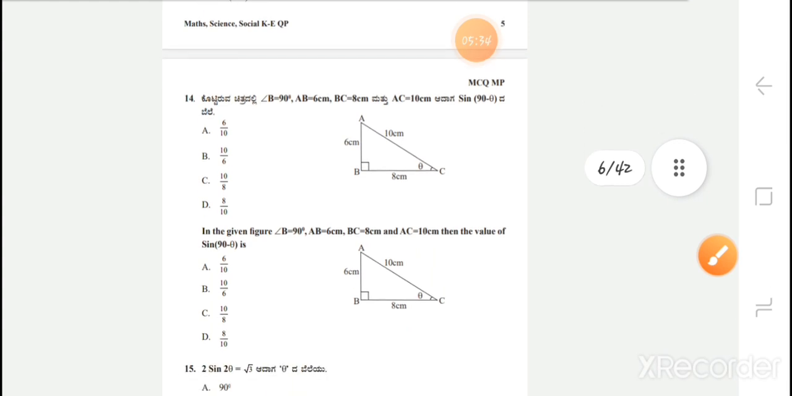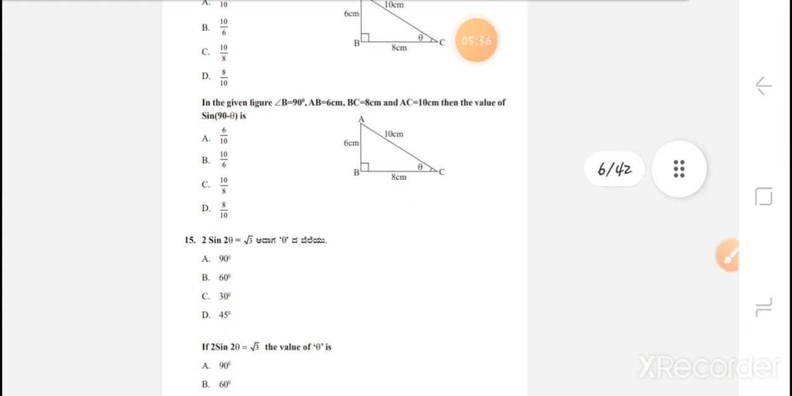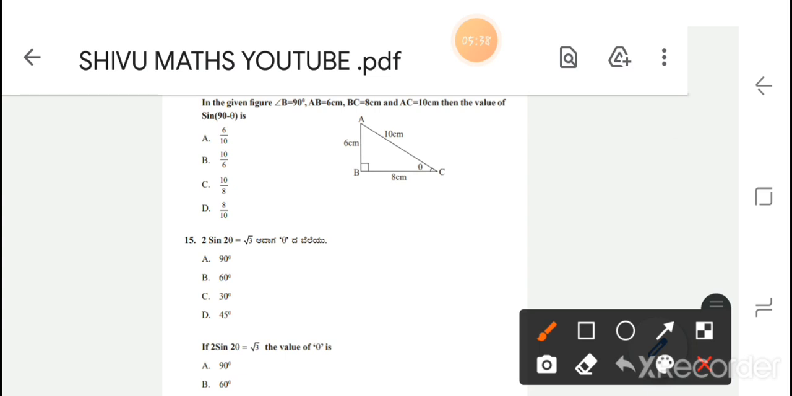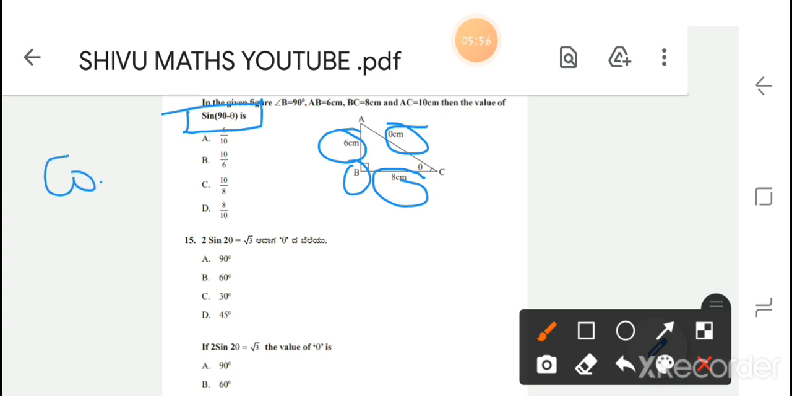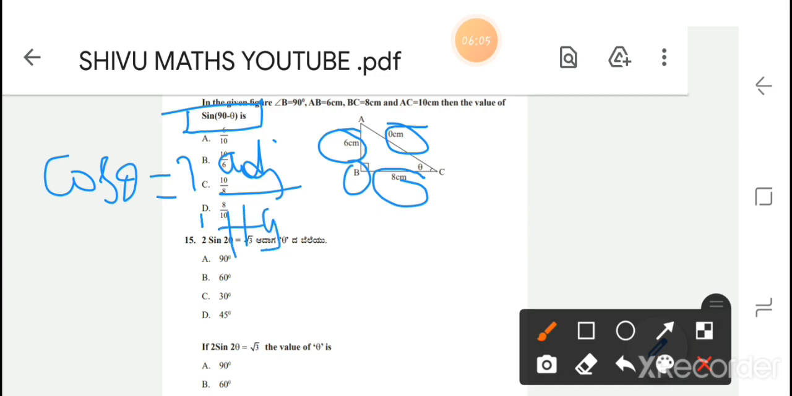What is the 14th question here? In the given figure, angle B is 90 degrees. AB is given as 6 centimeters, BC is 8 centimeters, and AC is 10 centimeters. Then the value of sine 90 minus theta. See, sine 90 minus theta is what? Cos theta. We need to find cos theta here. What is cos theta? Adjacent by hypotenuse.